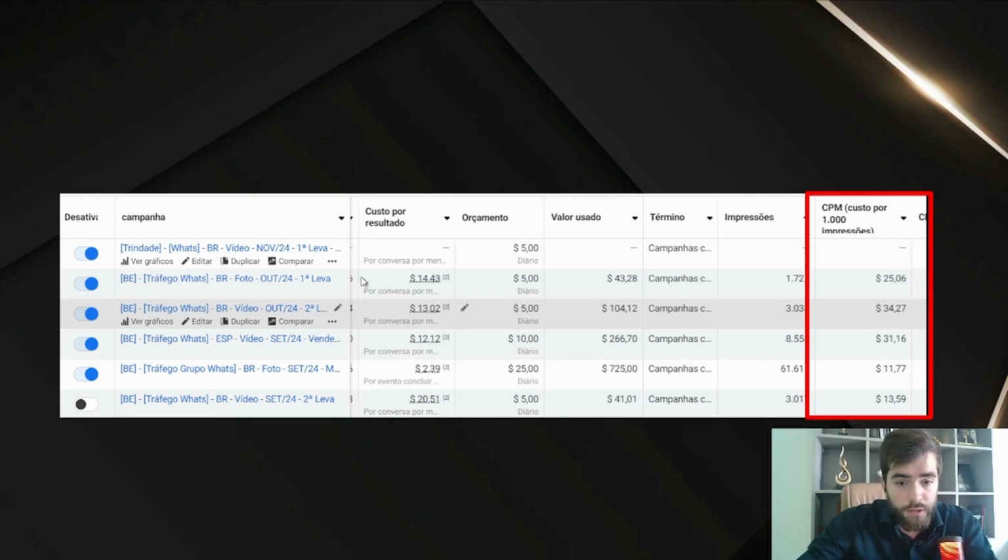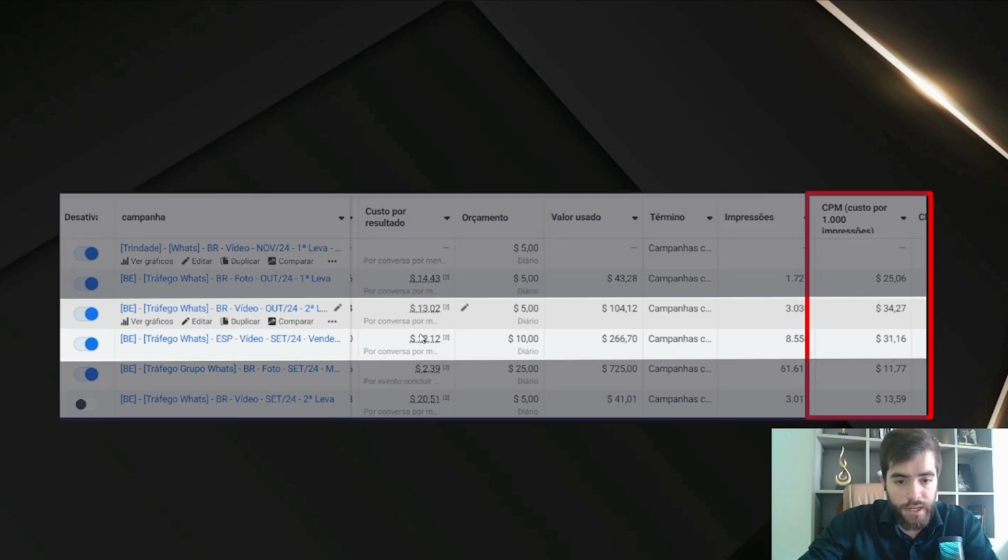Just pay attention to these two right here. This is the 13 and this is the 12. You will see the CPM is a little bit similar. So I'm going to focus on the campaign that has a lower CPM because I'm getting better results, I'm spending more money, and I think I'm going to get more messages if I spend more on that campaign. So this is something that is really good.